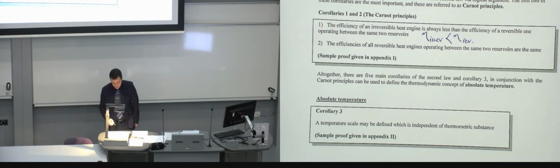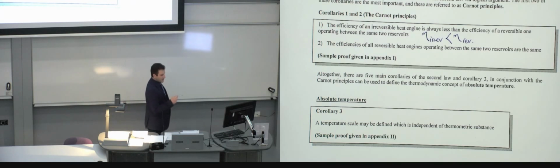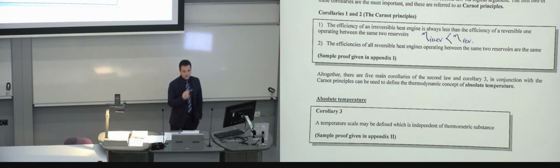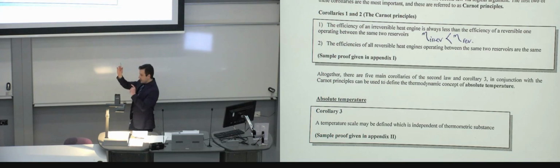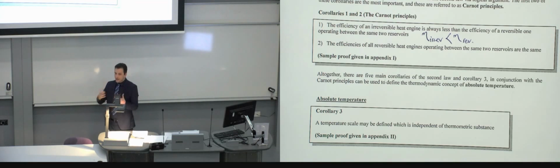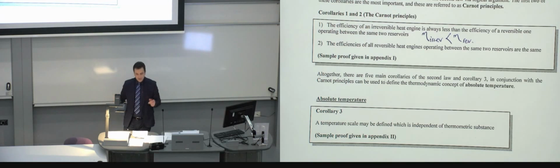The other thing is, the second corollary indicates that the efficiencies of all the reversible heat engines will be the same, provided that the temperatures of the 2 reservoirs are the same as well. So as long as you're operating between 2 reservoirs with the same temperatures, then the heat engines, regardless of what they are, will have the same efficiency.